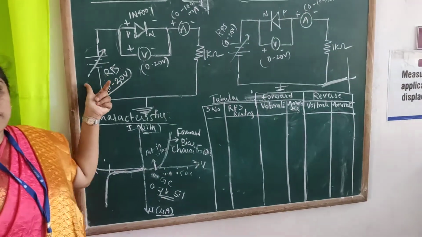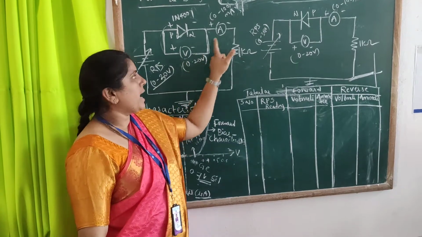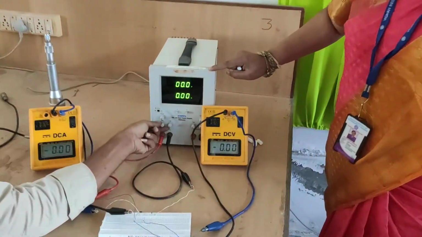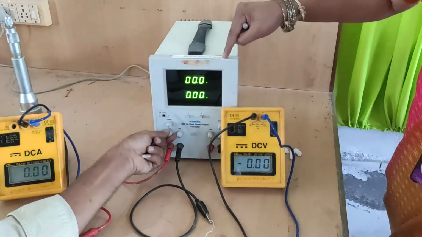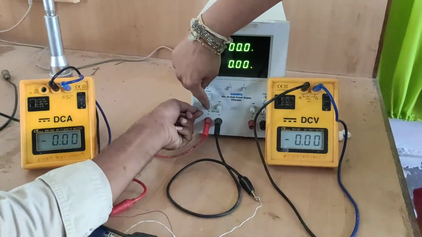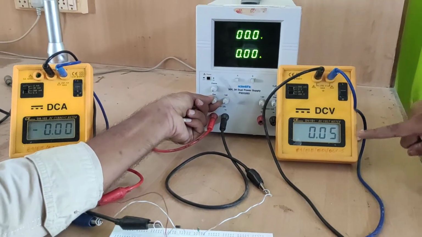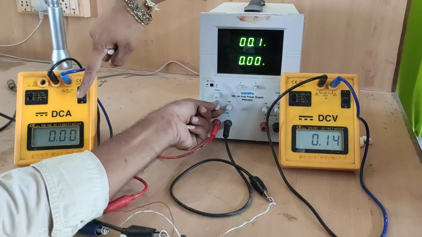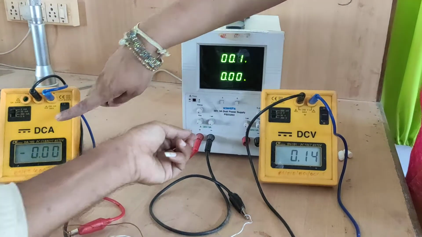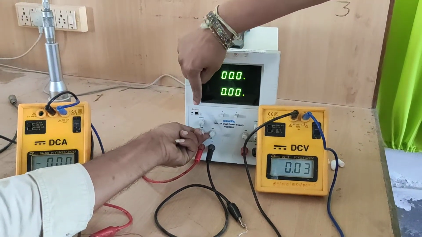So I already explained the procedure. By varying these RPS values, you can note down the voltmeter and ammeter readings. Okay, so see in practical. By varying this RPS value by using these coarse and fine knobs, you can note down the values of the voltmeter and ammeter. So initially, see here, RPS is 0 volts, and this voltmeter and ammeter are all zeros. Okay. After that, vary here.